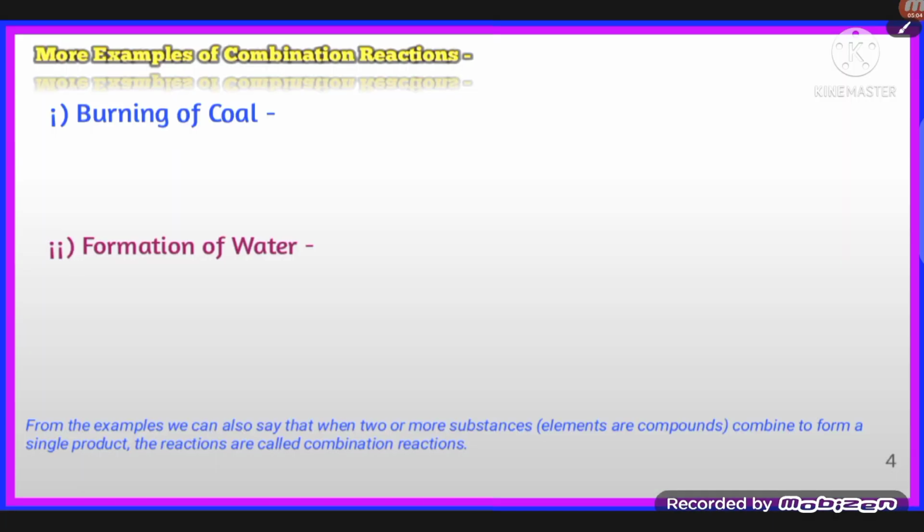Let us know about more examples of combination reactions. First one, burning of coal. Coal is a form of carbon. When carbon burns with atmospheric oxygen, it produces carbon dioxide and heat.